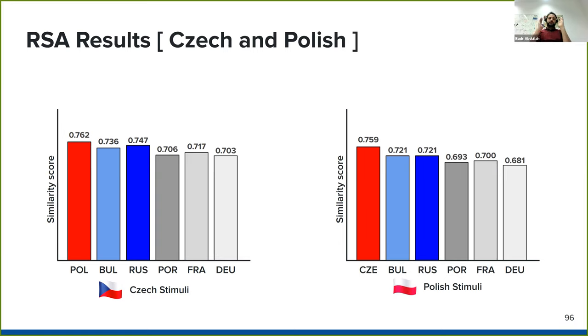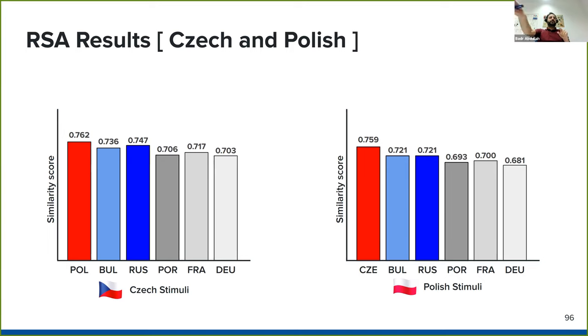For each one of these bars, we have two models. We have the native Czech model, and let's say the Polish L2 model, and then we have a set of stimuli. We get an embedding for every word in this set of stimuli from the native model and the L2 model. And then we compare these two representations of the same stimuli to see to what extent they agree. And this is what we see here.